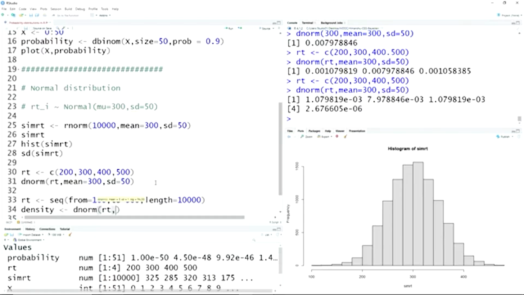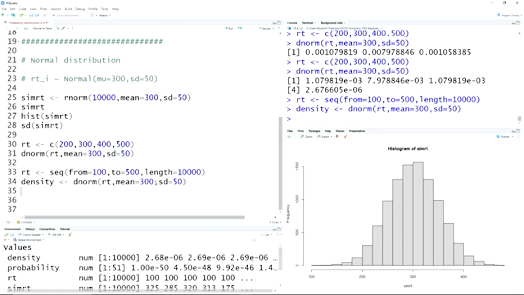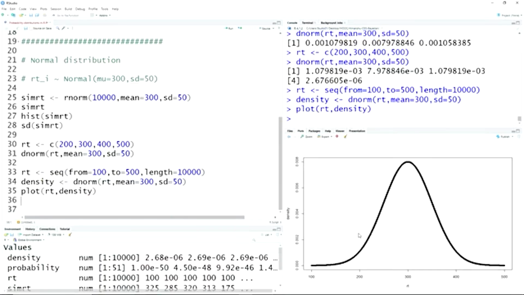So here I will pass RT, mean is 300, SD is 50. So I have calculated RT as well as density. Now if I plot RT versus density, I will get a graph of the probability density function of a normal distribution. You can see that the highest point is at 300, and this is the mean and median as well, and there is symmetry around this mean. And the SD is 50. So this is the graph of the probability density function of the normal distribution.